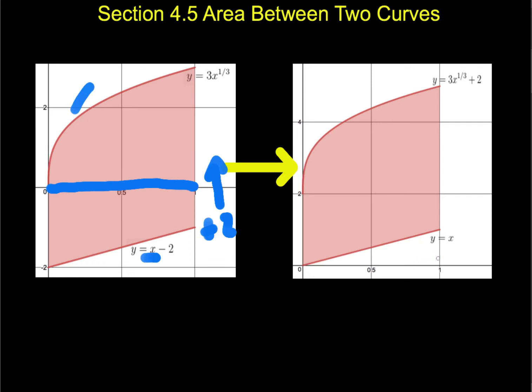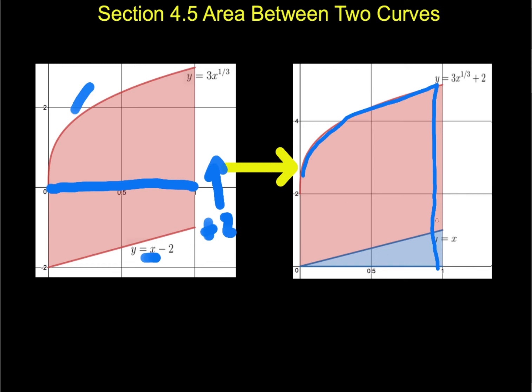And what we can do here then is integrate up to this curve and get the area under that curve. But then we'll have too much, and so then we could subtract the area below this curve. Well, this whole integral would be the integral from 0 to 1 of 3x to the 1/3 plus 2 dx. That would be that area. And this area here would be the integral from 0 to 1 of x dx. So if we were to subtract, we should get this red region, the region that we're after.